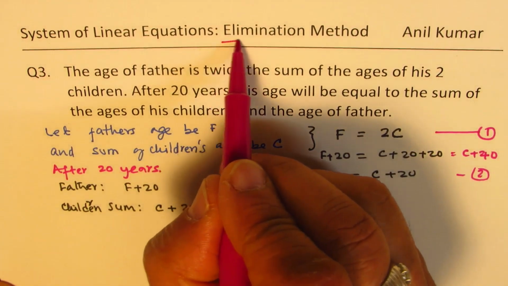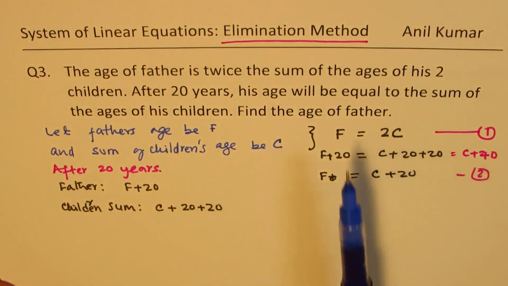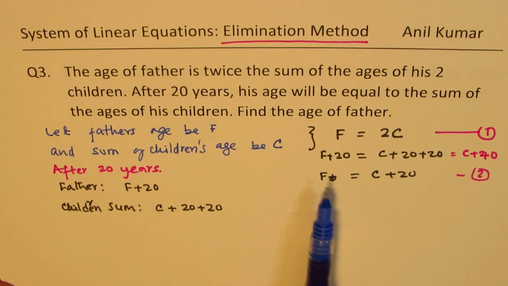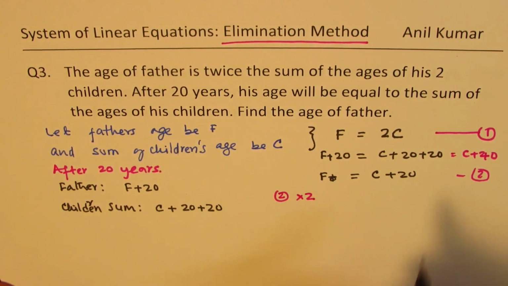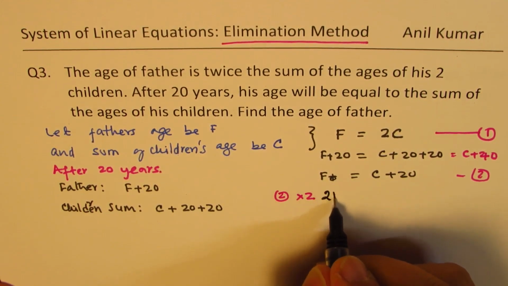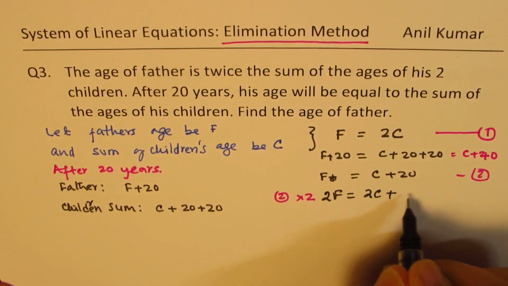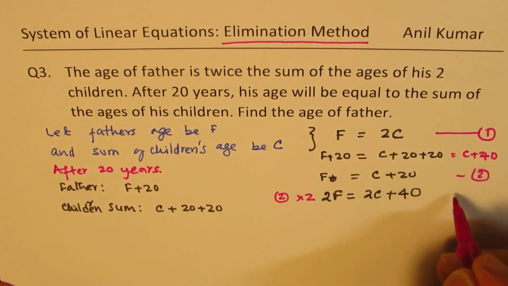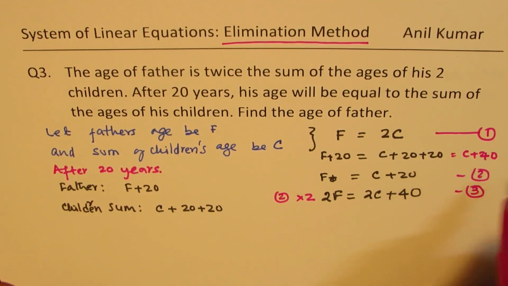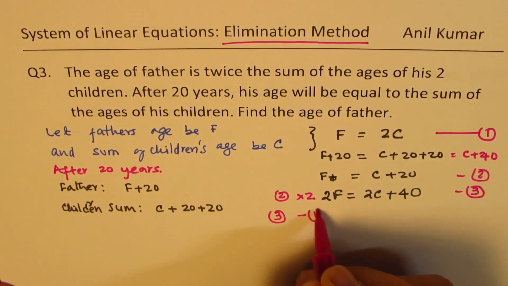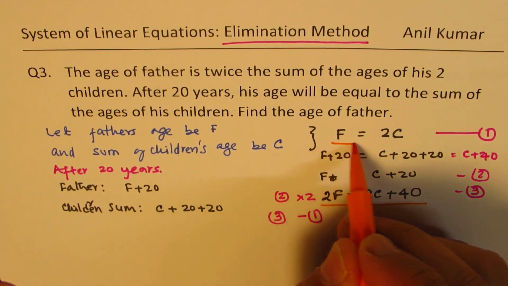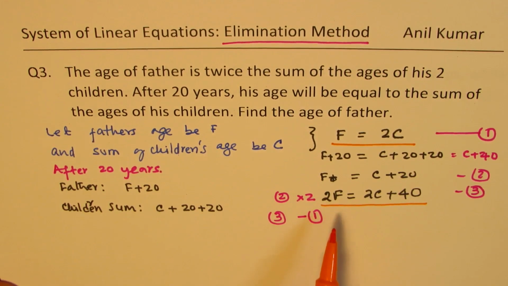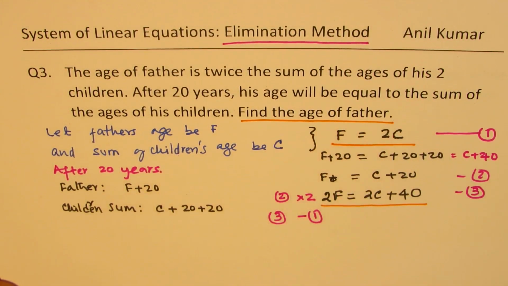Now, we are actually using the method of elimination to find F. So how do we eliminate C? To eliminate C, I will this time multiply the second equation by 2. So when I multiply the second equation by 2, I get 2F equals 2C plus 40. Is that clear? So we get our equation number 3. Now, if I do equation number 3 minus equation number 1, we are taking away the first equation to get the father's age, since we want to only find the age of father, right?